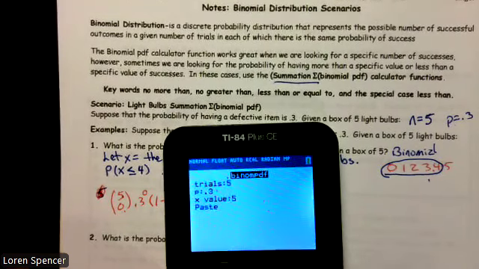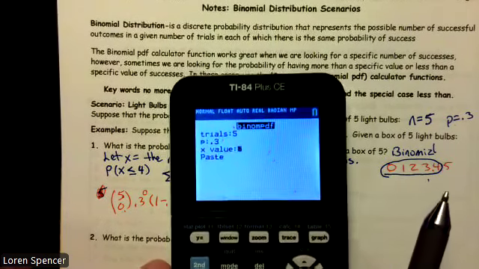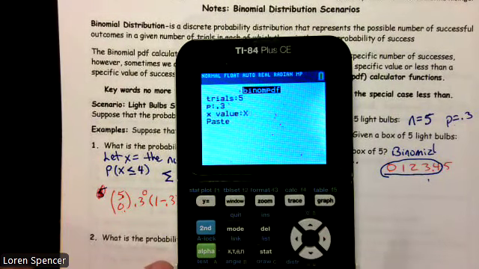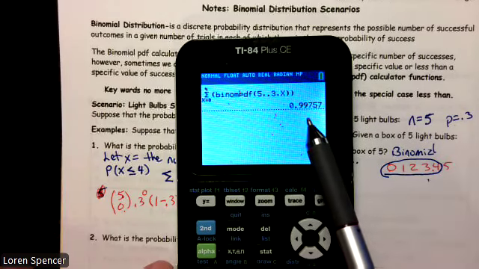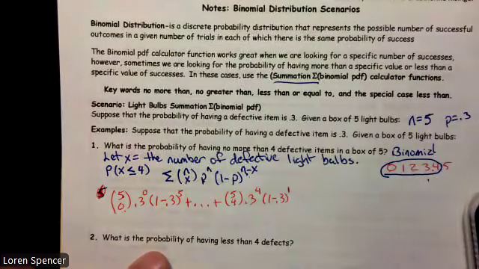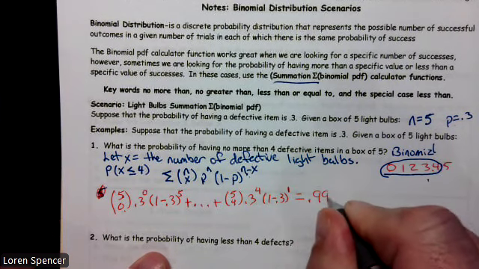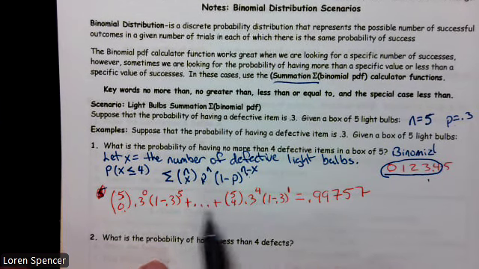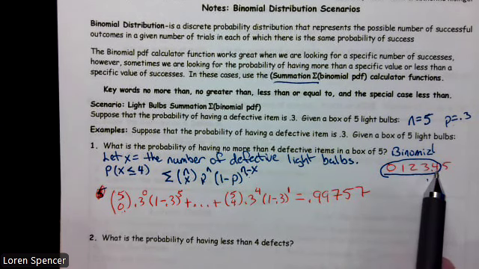Press enter. 5 trials, p is 0.3. My X value is going to be completely different this time. When I get to the X value, I'm going to find X on the calculator and press X. And I'm going to press enter a couple times, and I get 0.99757. If I add up all the PDFs for 0, 1, 2, 3, and 4, that's what I would get.